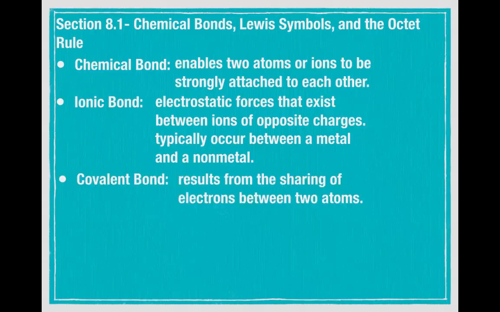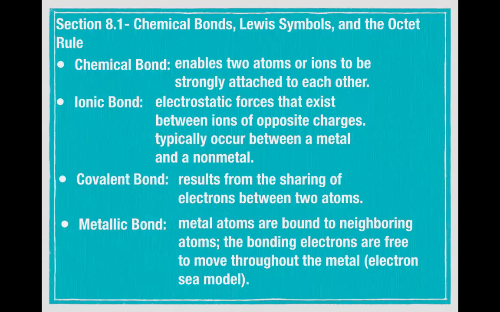A covalent bond results from the sharing of electrons between 2 atoms, and those 2 atoms tend to be nonmetals. We're going to look at covalent bonding in the next video. Finally, there's metallic bonding. In metallic bonding, metal atoms are bound to neighboring atoms, and the bonding electrons are free to move through the metal.